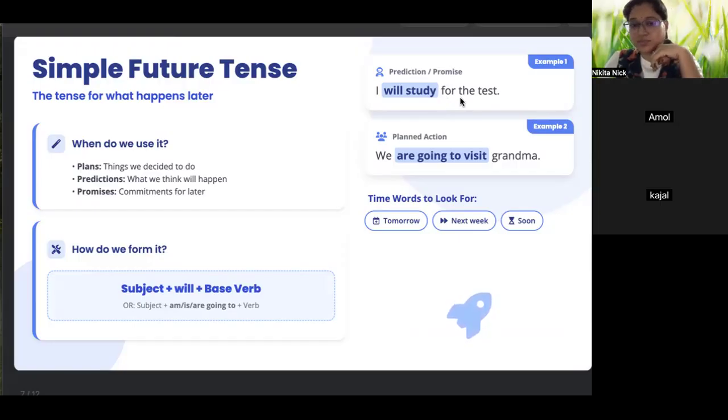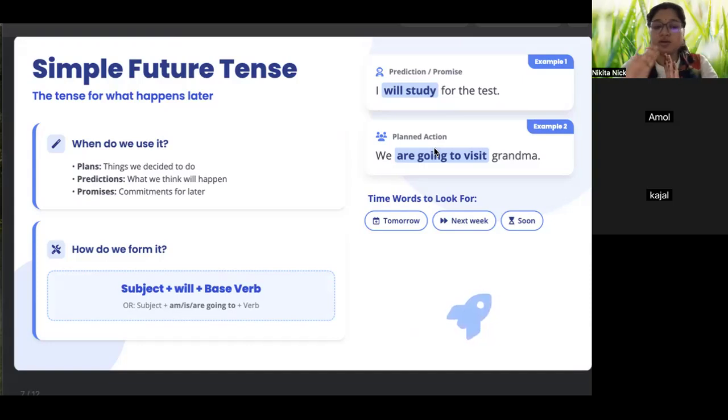I will study for the test. We are going to visit grandma. Yes, I will study for the test. We are going to visit grandma. Very nice. So we are going to visit grandma. This is the planned action. You know already that you're going to visit. You are not predicting that, okay, I will go. I know that I have already planned that I'm going to visit grandma.